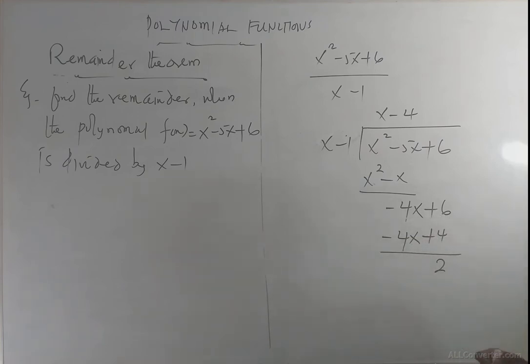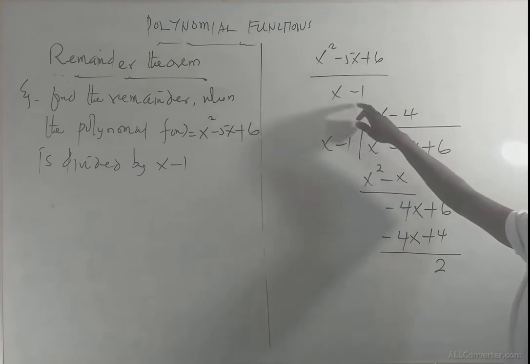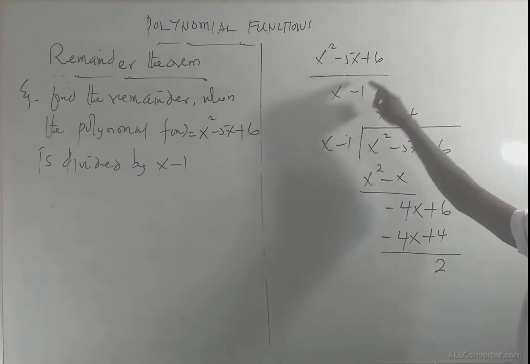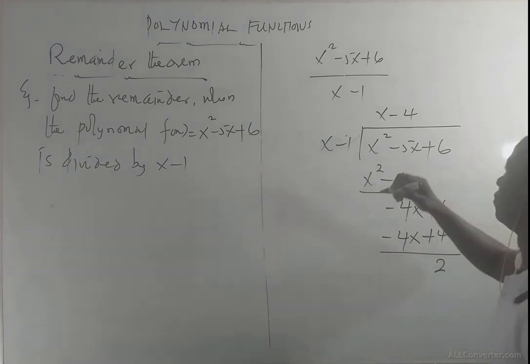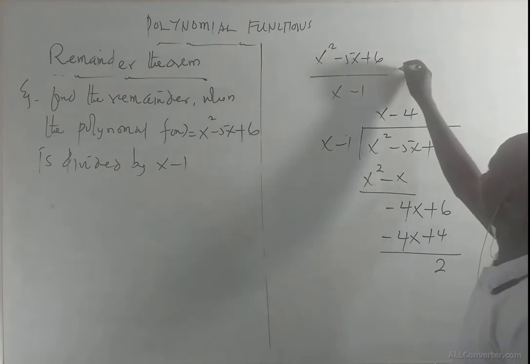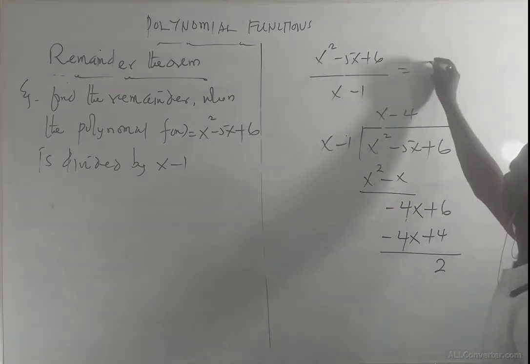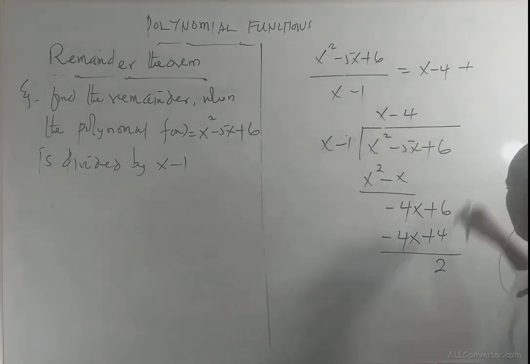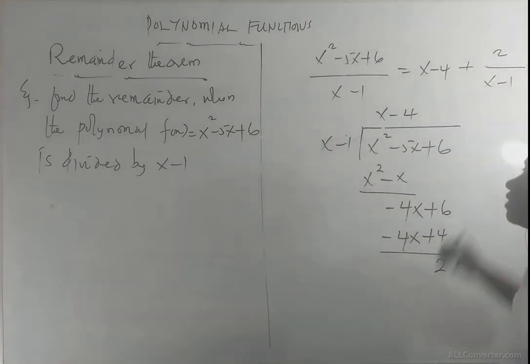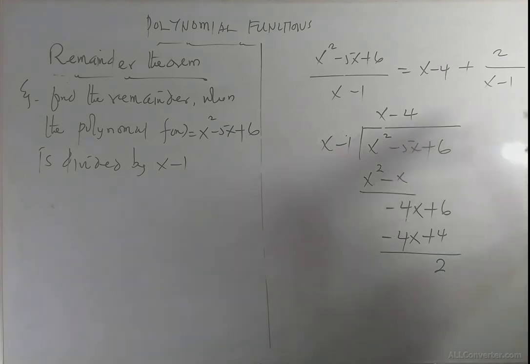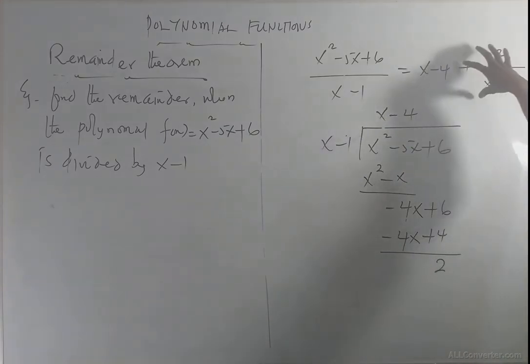So you see that when we divide x squared minus 5x plus 6 by x minus 1, the remainder is giving us 2. If you remember, we said that when we divide this by this, the quotient is x minus 4. The remainder is now giving us 2. We divide this by the x minus 1. That is the expression. Now, in a situation where your remainder is giving you 0, this expression will be exact.